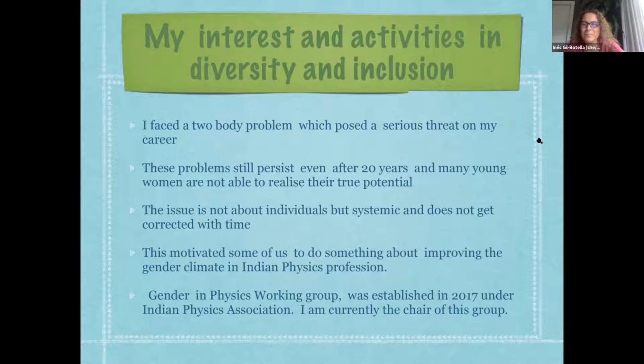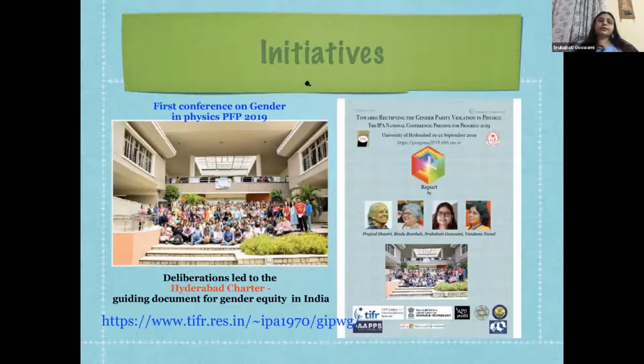As a result, Gender in Physics was established in 2017 under the Indian Physics Association. I was a member of the group, and I am currently the chair of this group. I also represented India in the International Conference on Women in Physics in 2017, and this year I was the country team leader.